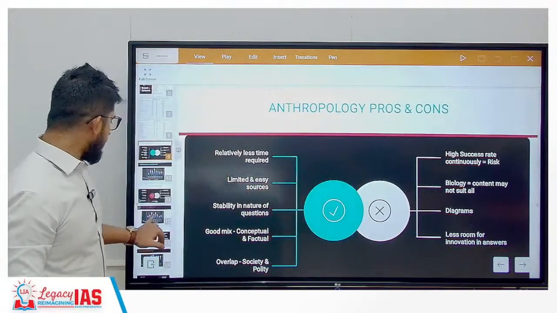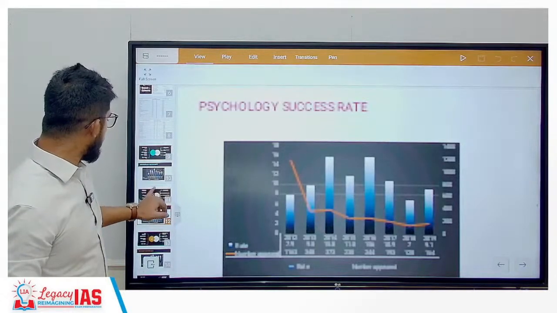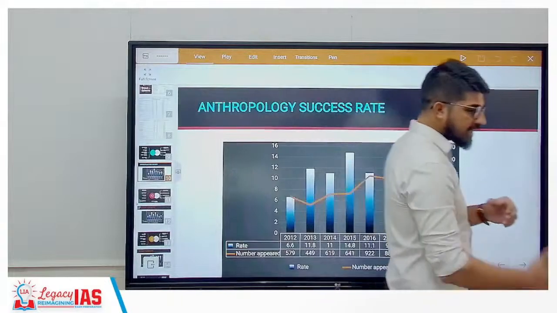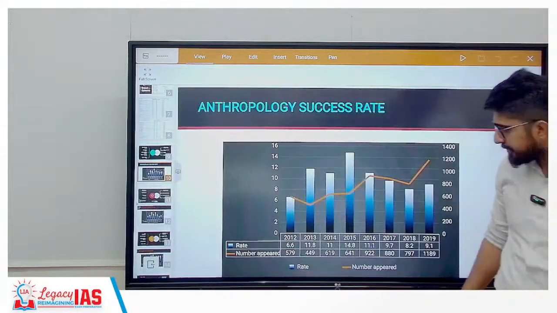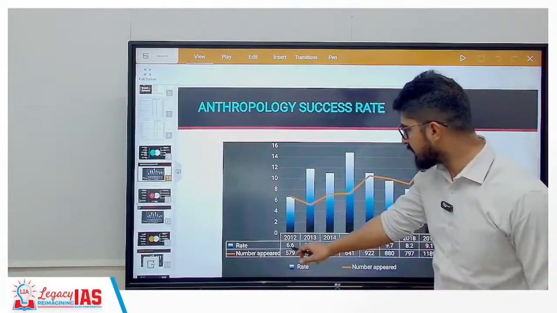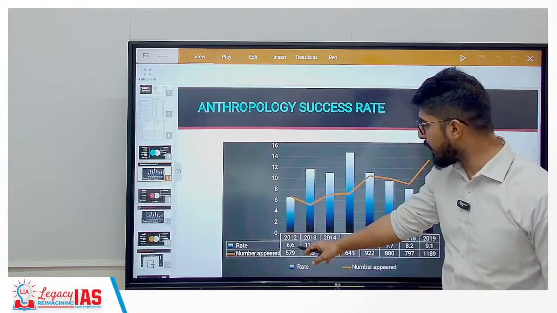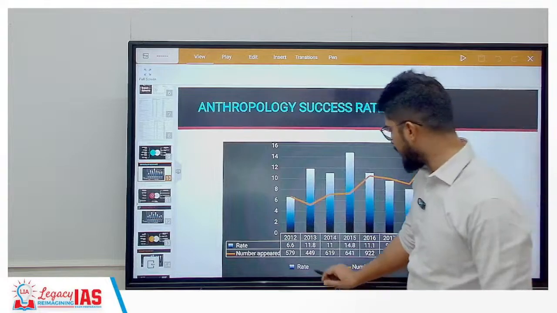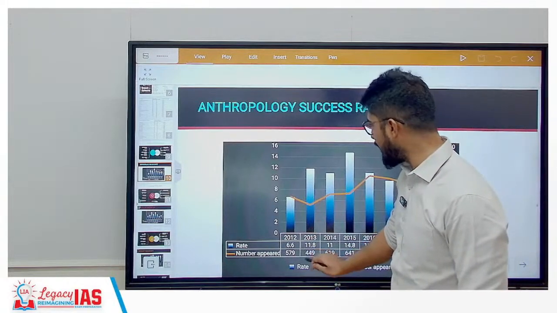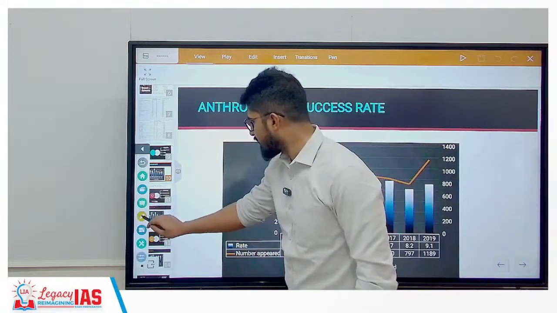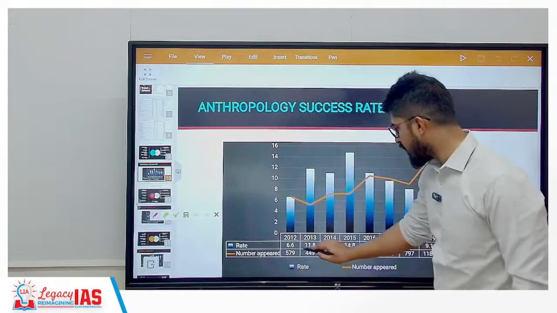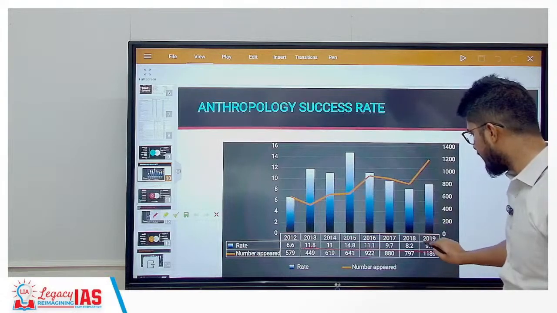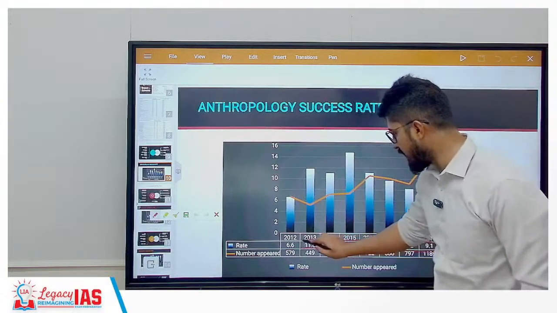And next subject, so before we go to, this is the one I was talking about, continuous success rate. Look at this. The success rate in 2012 was 6.6% only. Look at this. It has continuously been doing really well over the years. From 2013 till this point, it has been doing really well.